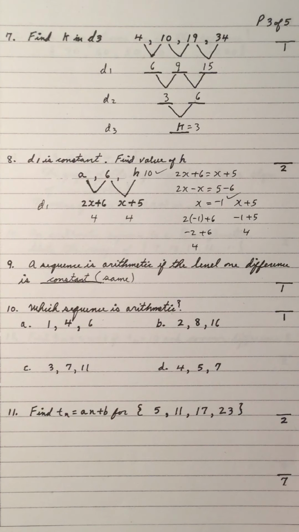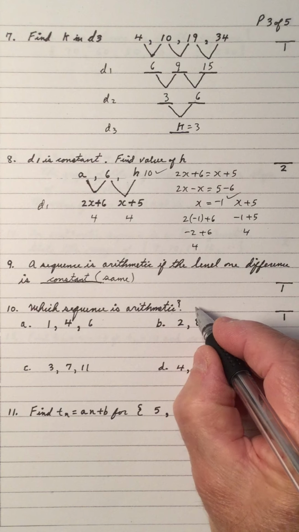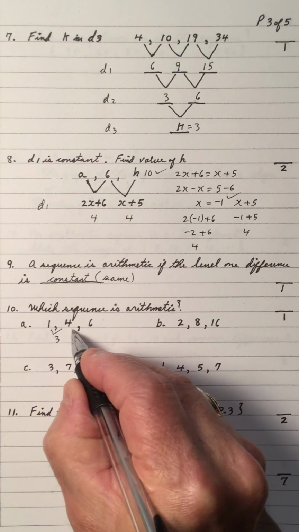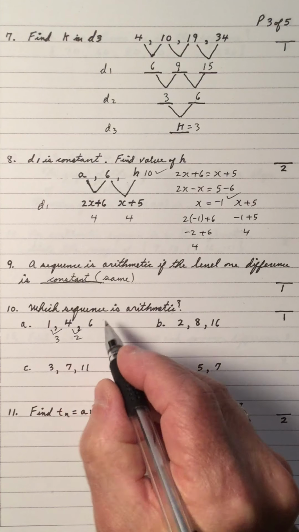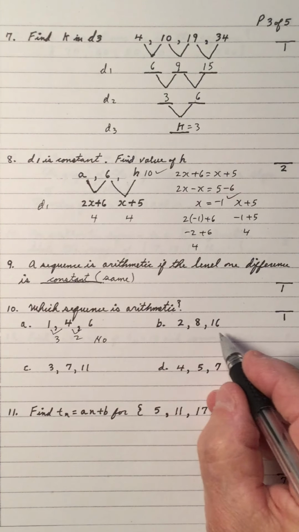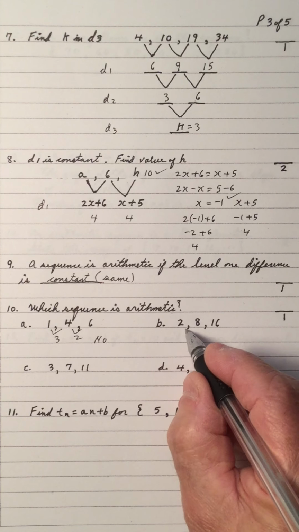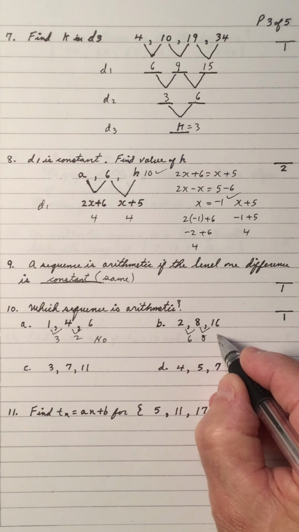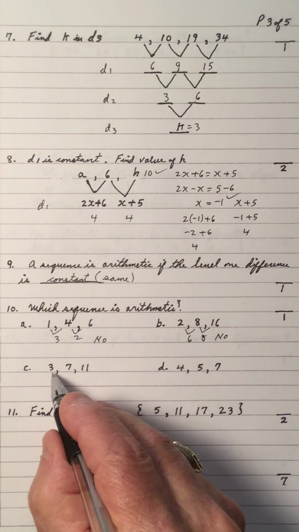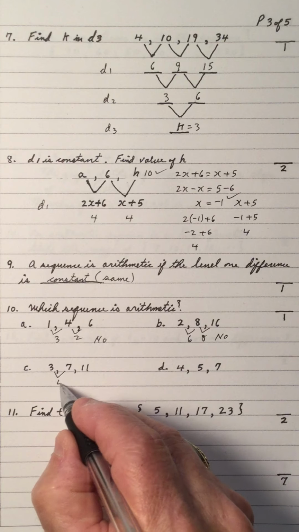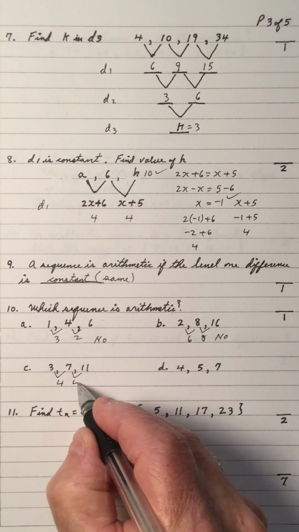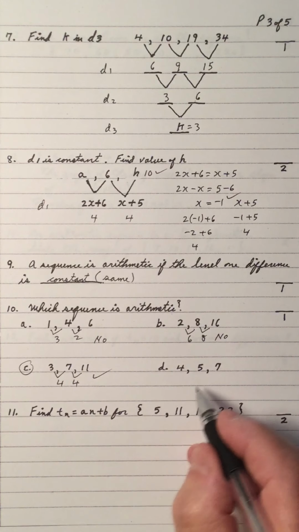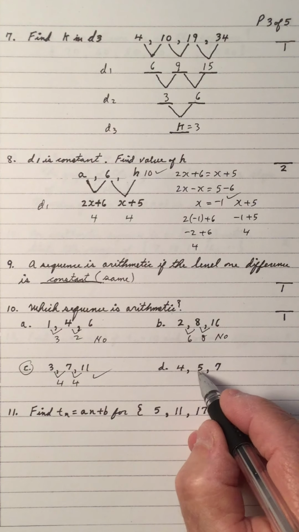Remember, an arithmetic sequence has a level 1 difference, constant. So this is 4 minus 1, 3. 6 minus 4, 2. No, not constant. 8 minus 2 is 6. 16 minus 8, 8. No, not constant. 7 minus 3, 4. 11 minus 7, 4. So C is the answer. C is the arithmetic sequence. Let's check the next one, just to see if there's not two of them.